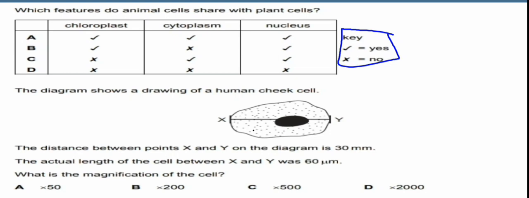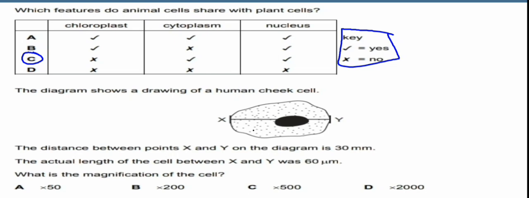Meaning we are going to have the cytoplasm marked and also the nucleus marked. But as for the chloroplast, we are going to have an X, which is the cross. So we can just say the answer is C. The chloroplast is not found in animals, but it is found in plants.